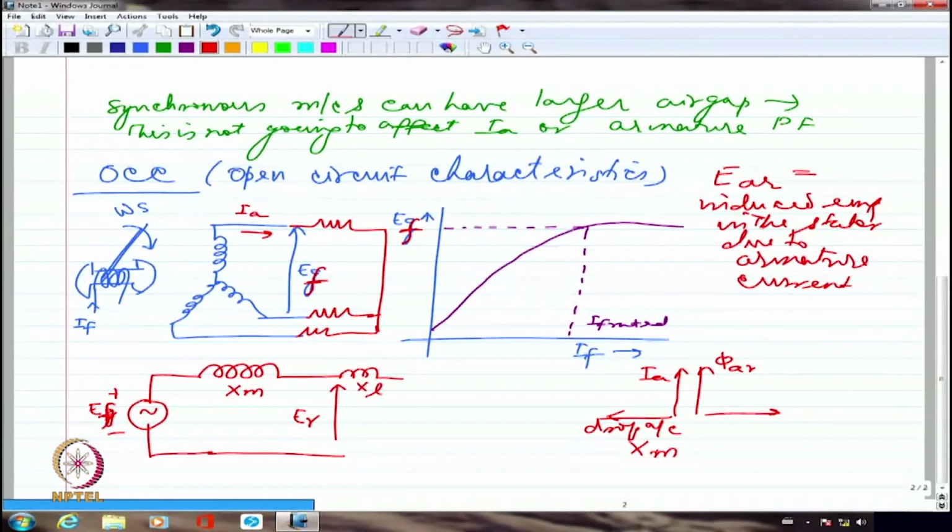Now, I have resistance also. Armature will have some resistance definitely. So, let me call this as RA. Whatever I am drawing is per phase. Very clearly, I am not drawing it for 3 phase. Everything is per phase. So, even EF, what I am mentioning, should be per phase.